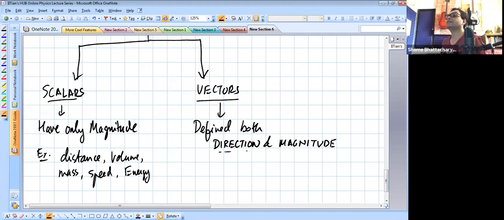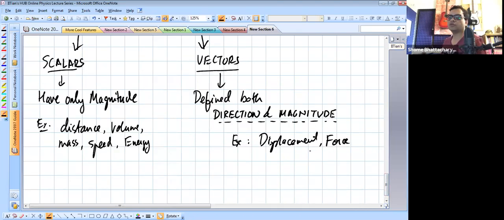So until we define the direction and magnitude, the definition of the vector is not complete. Okay. So an example of that is displacement, as we just saw. Okay. Another very easy example to visualize is force.